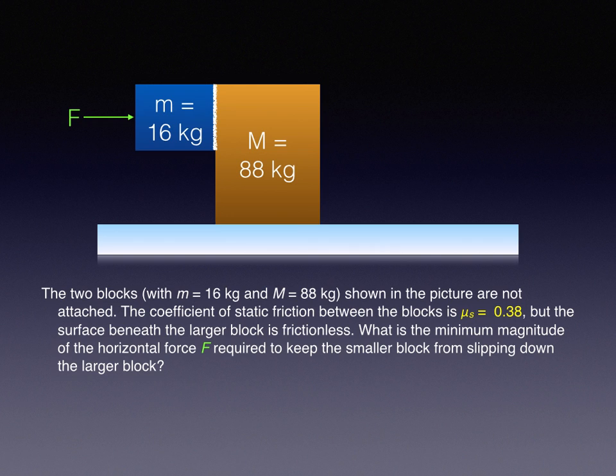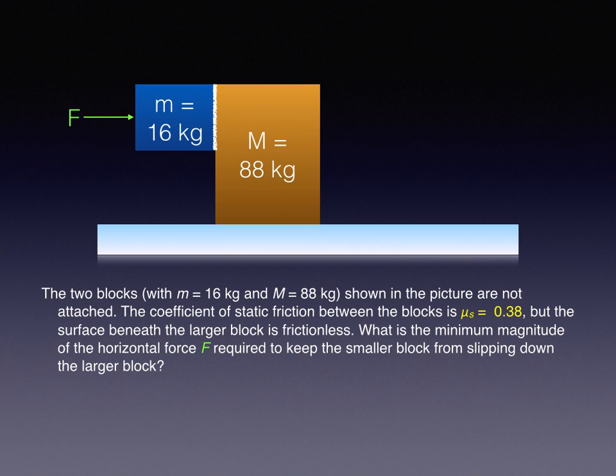The two blocks, by the way, I have this indicated as small m is a small block and uppercase M is a large block, with mass 16 kilograms and 88 kilograms respectively, shown in the picture, are not attached. The coefficient of static friction between the blocks is 0.38. That's our mu sub s. But the surface beneath the larger block is frictionless. Okay, so just pretend that's ice on the bottom or wheels or something virtually frictionless.